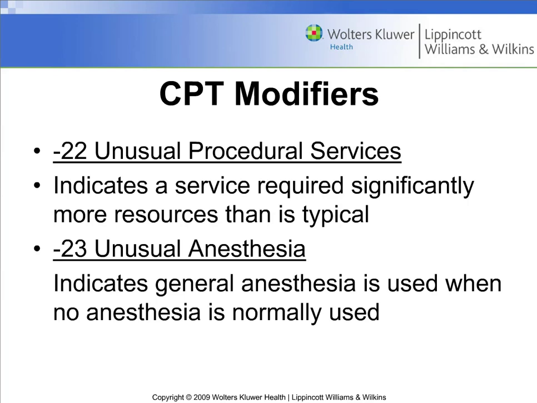All right, 23 is unusual anesthesia. It indicates general anesthesia is used when no anesthesia is normally used, so you're explaining the extenuating circumstances of why general anesthesia needed to be used. The example was a patient with bipolar disorder who sustains a closed fracture of the ankle during a panic attack. The patient becomes agitated when the physician prepares to set the fracture and does not respond to efforts to calm him. Anesthesia is administered so the fracture can be reduced without the patient causing himself further injury. So again, you are going to look under anesthesia.